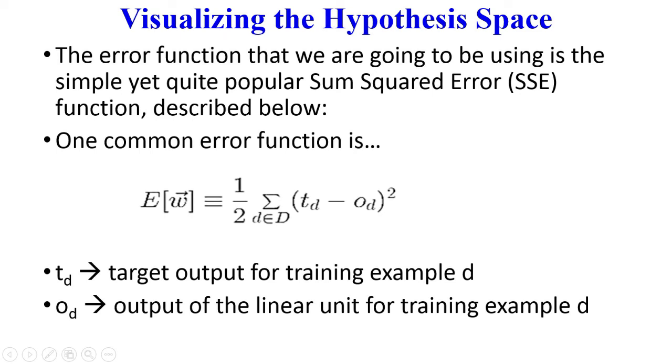Note that in the figure, capital D is our entire training data or training space, and the error could be explained in a more intuitive fashion as for any given set of weights, the error function measures the sum of squares of difference of the output of the model and the target output across the entire training set D. The whole thing is divided by 2.